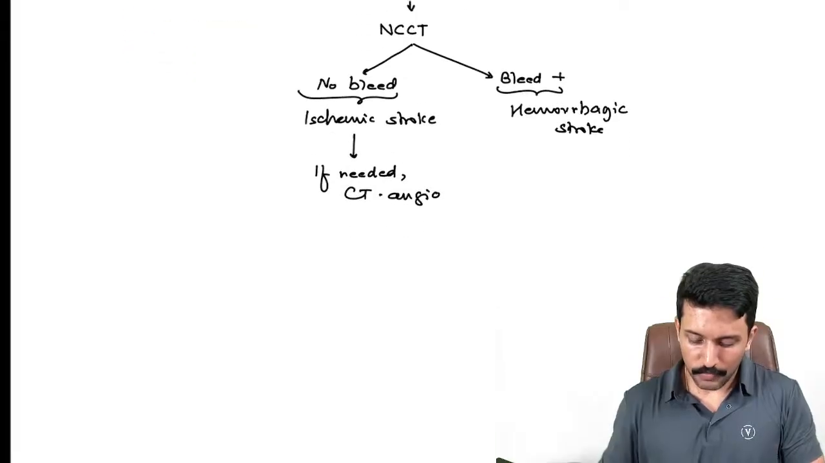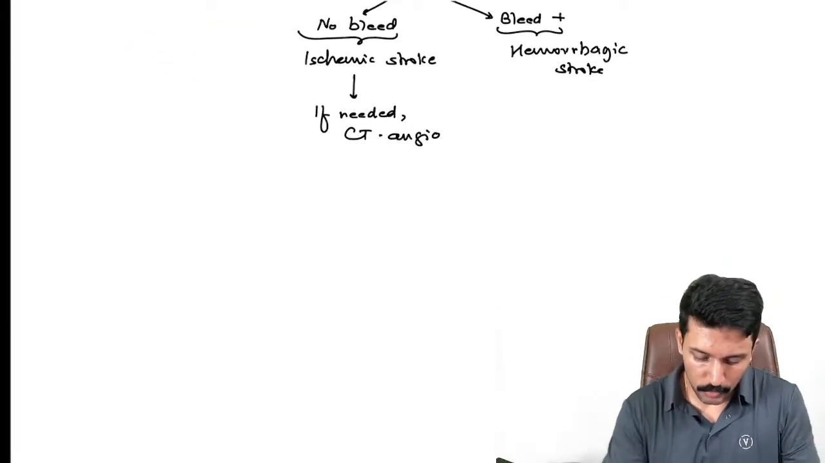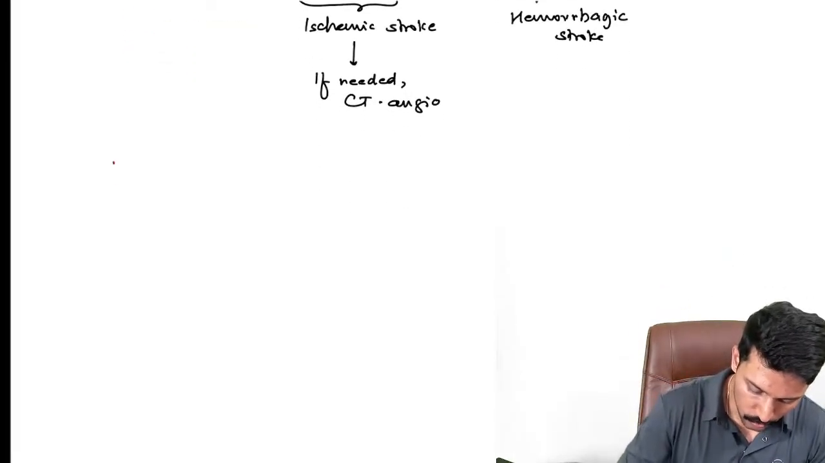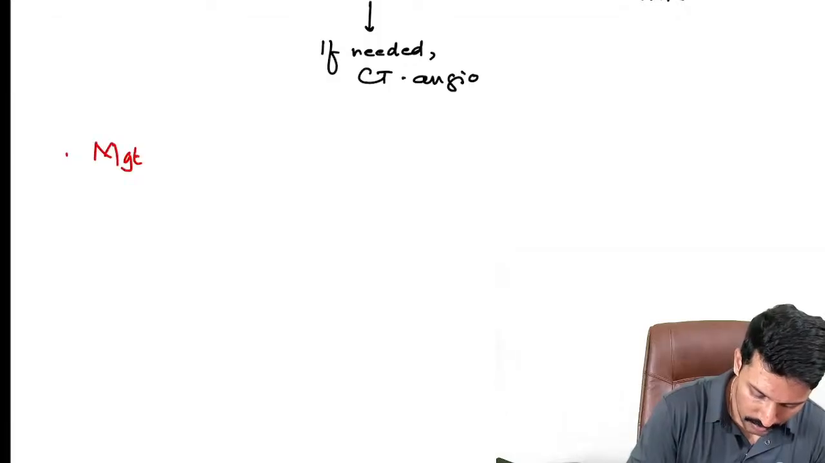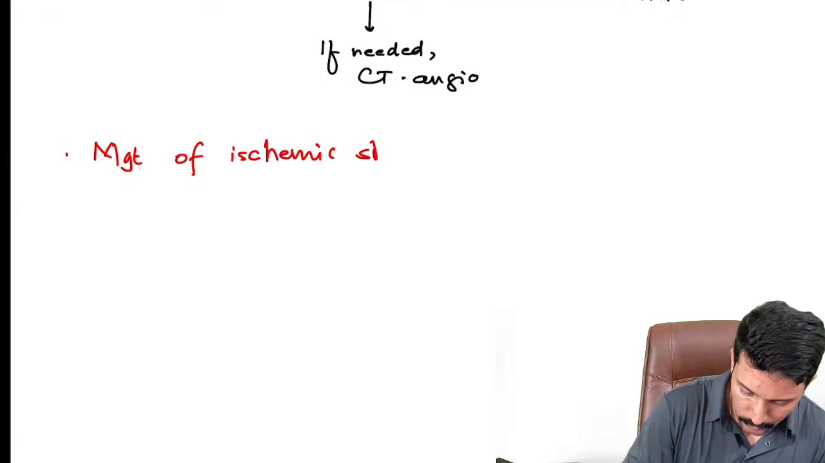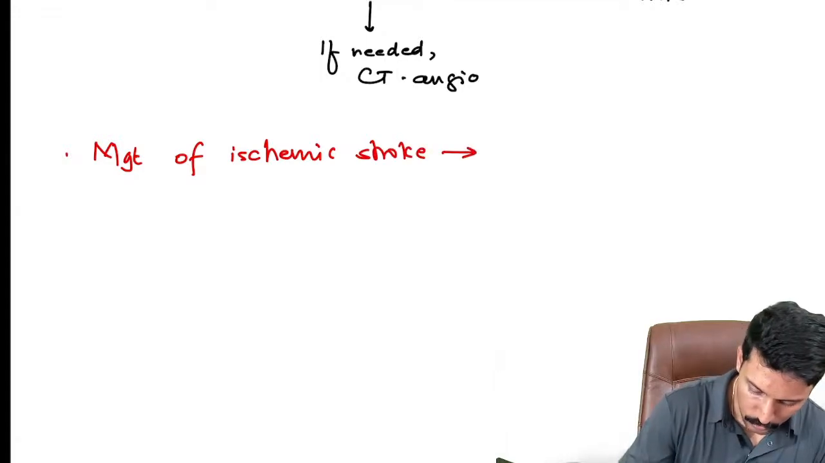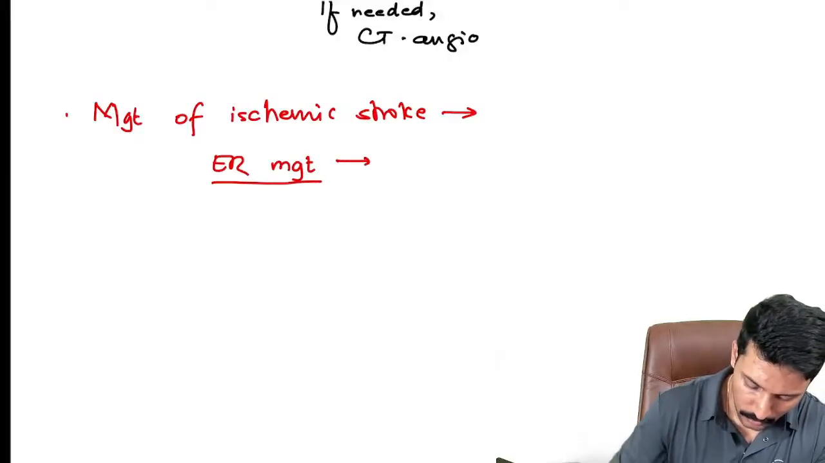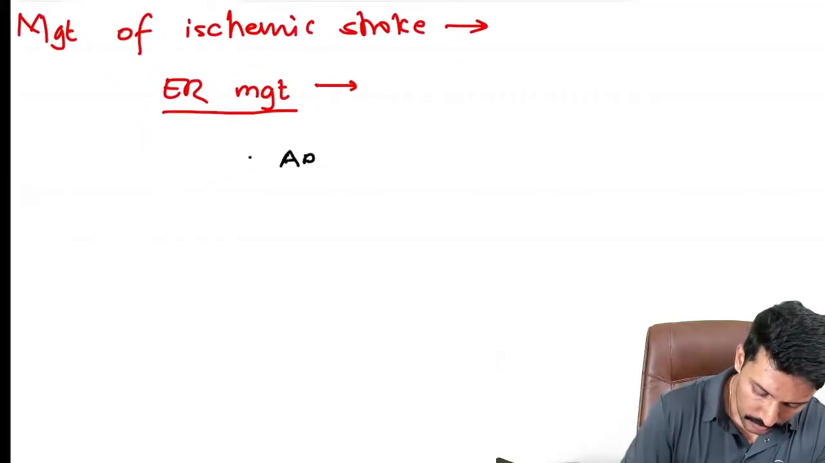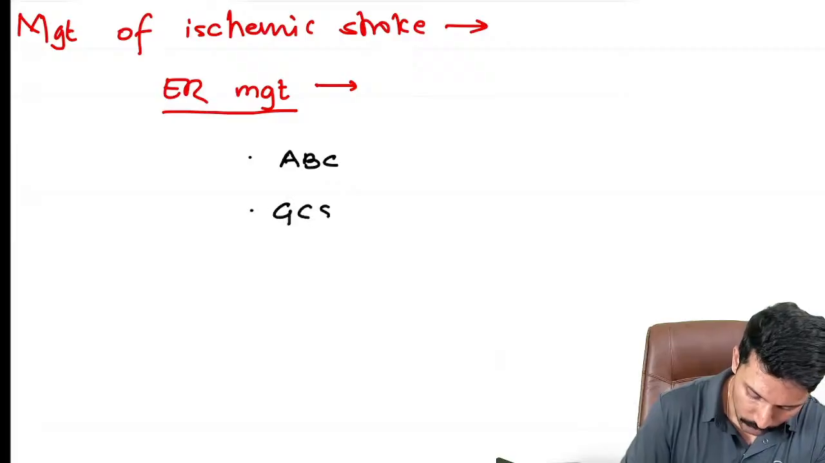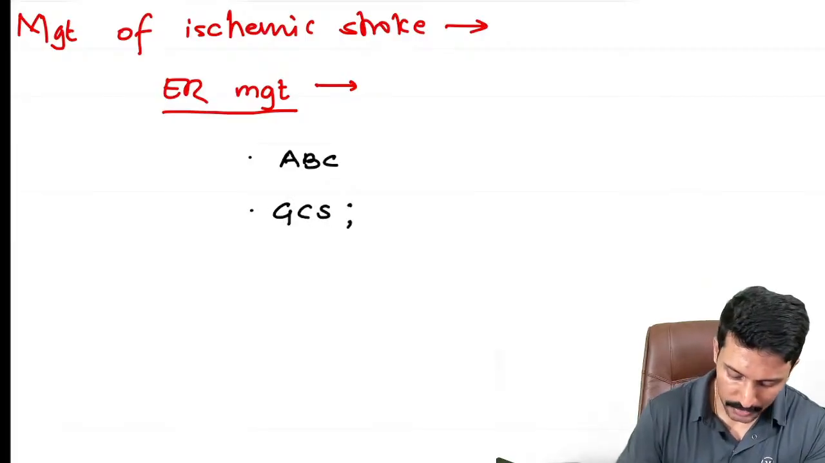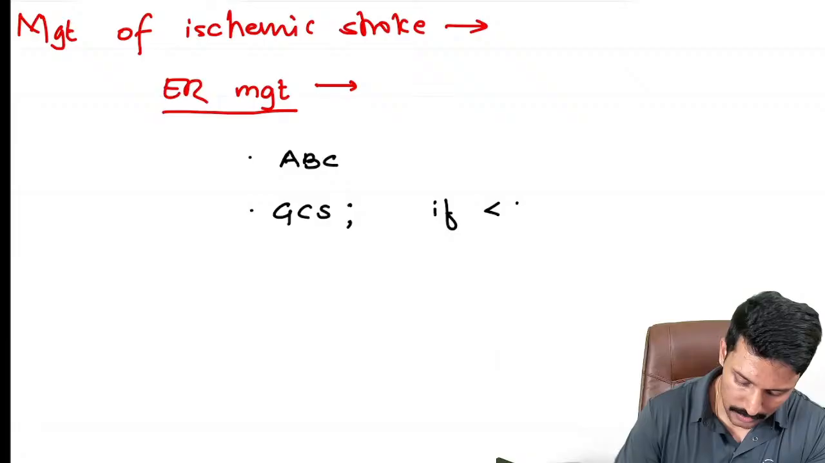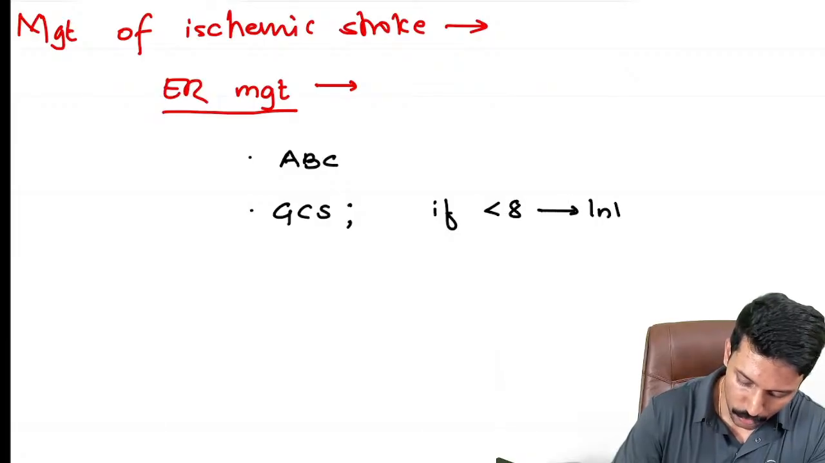Okay. So once you have diagnosed that this is ischemic stroke, now we will look at the management of ischemic stroke. How am I going to manage it? When it comes to ER management, what all we need to do in the emergency room: first thing is airway, breathing and circulation. Second, we have to check the GCS. And remember, if GCS is less than 8, we have to intubate.